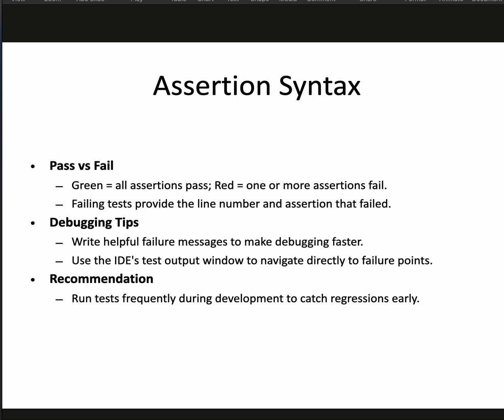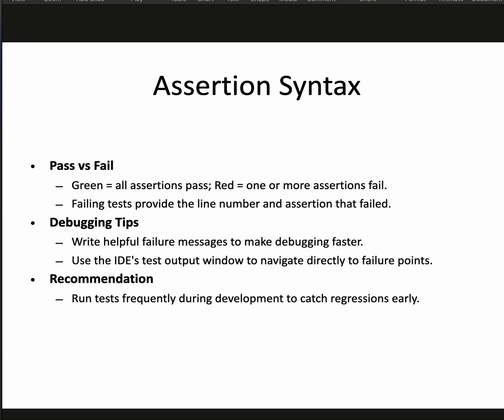Now let's talk about what you actually see when you run JUnit tests and how to read the results. When everything works as expected, JUnit shows a green bar. That means all your assertions passed and your code behaved correctly. A red bar means your test failed. If something goes wrong, the green bar will turn red. This tells you one or more of your tests failed, and JUnit gives you details so you can find the issue fast.